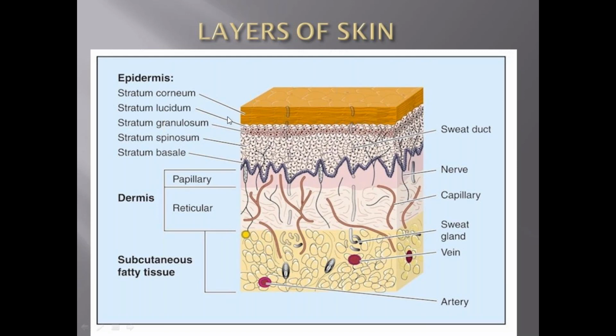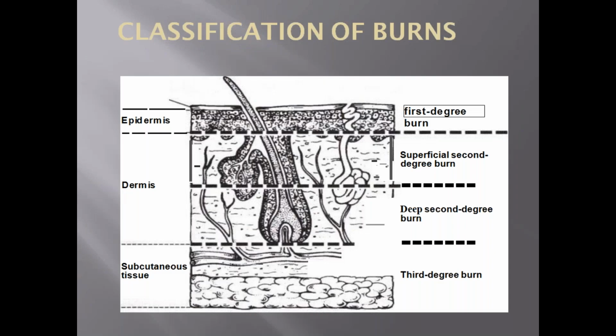Okay. So involving only epidermis is the first degree. Up till the papillary is the second degree superficial. Reticular is the second degree deep. Involving subcutaneous tissue is the third degree. Beneath this, involving the muscles, is the fourth degree burns. The same here in the pictorial representation. See, epidermis is the first degree, superficial second degree is up till the papillary dermis, deep is the reticular dermis, third degree is the subcutaneous fat, beneath this is the fourth degree.